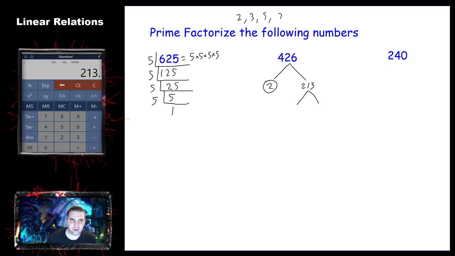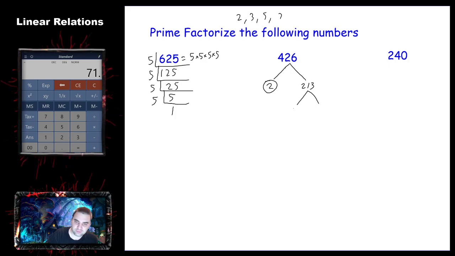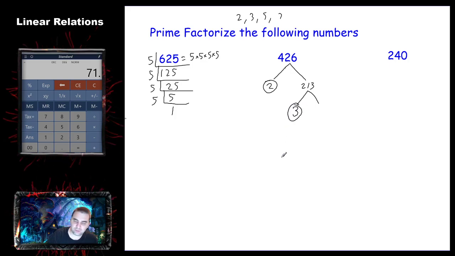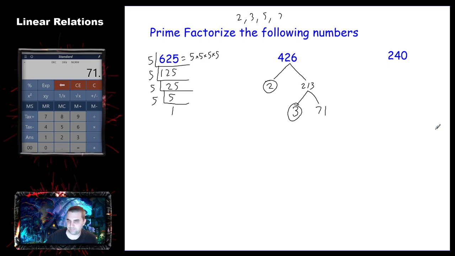So can I divide by 2? No. Can I divide it by 3? Let's try it. Oh, yes, I can. So I divide that by 3. 3 is at the end here too, and I get 71. Now let's look at that 71.